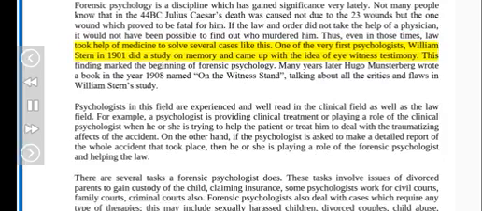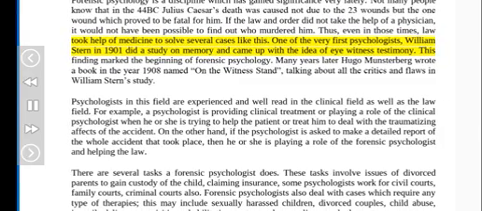One of the very first psychologists, William Stern, in 1901 did a study on memory and came up with the idea of eyewitness testimony. This finding marked the beginning of forensic psychology. Many years later, Hugo Munsterberg wrote a book in the year 1908 named On the Witness Stand, talking about all the critics and flaws in William Stern's study.